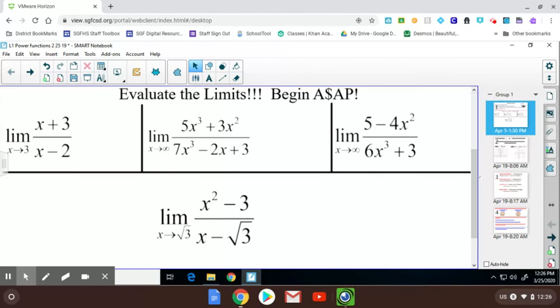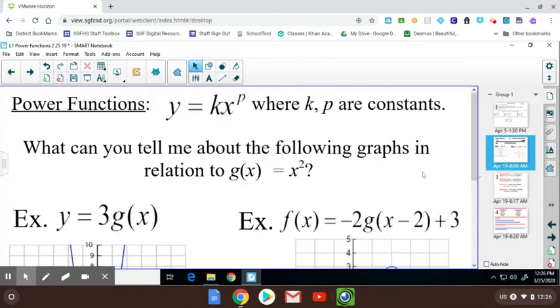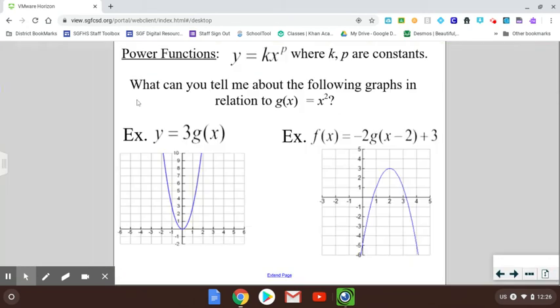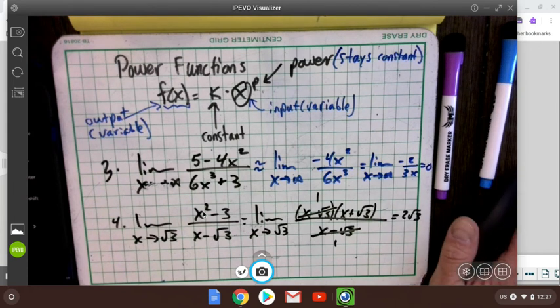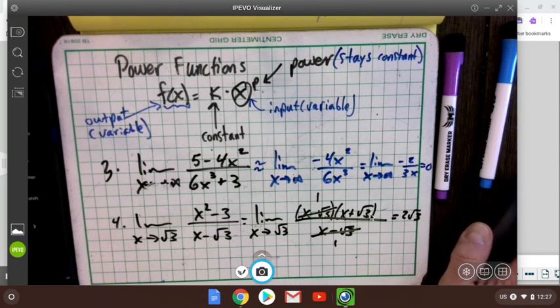So those are the answers to all of the limits. And we're going to move on to the idea of a power function. So that's what you're looking at here on my screen, which is pretty cool. Also, I forgot that the document cam wasn't on right there, so you can get a good look at that. I did factor the x squared minus 3 into the quantity x minus radical 3, quantity x plus radical 3, divided by x minus radical 3.